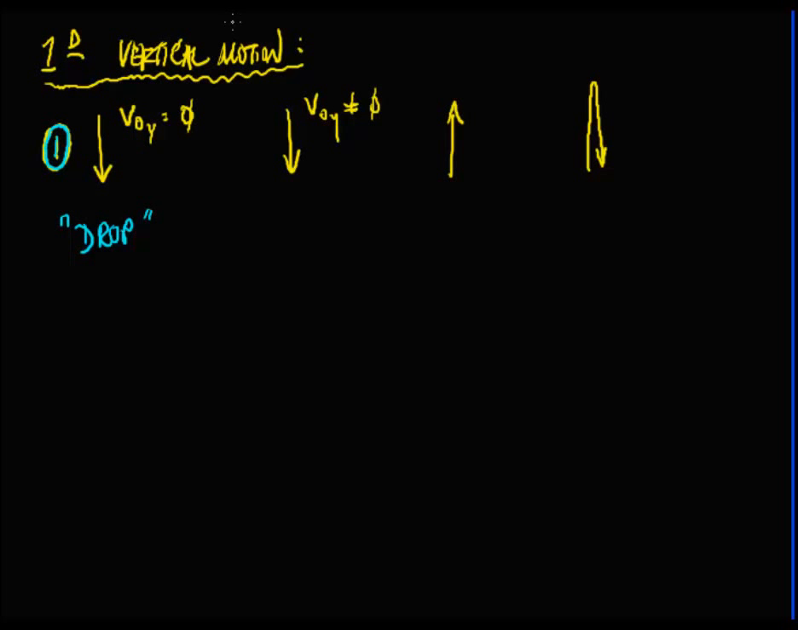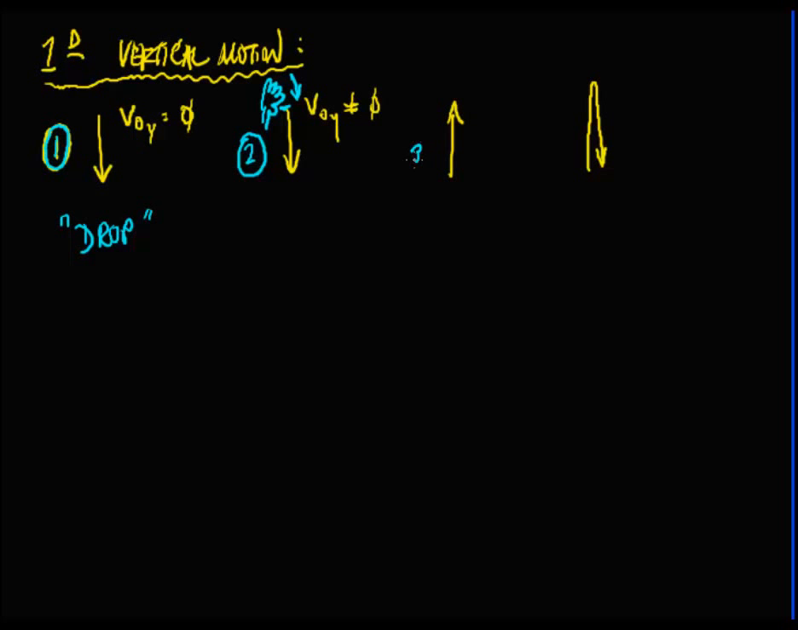The second type of problem we can have vertically is we throw something down. I use my hand. There's my hand. And I give it a little shove as I throw it down. I don't drop my keys off the balcony. I throw them towards the ground. And what that means is the initial velocity in the y direction is not 0 because I'm giving it a shove or a push down.